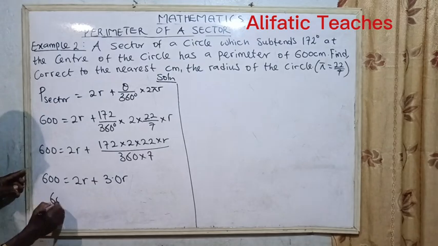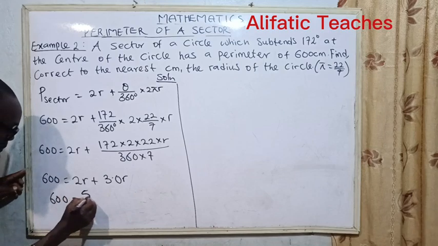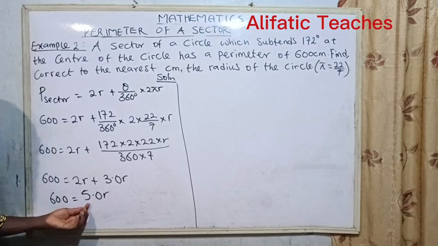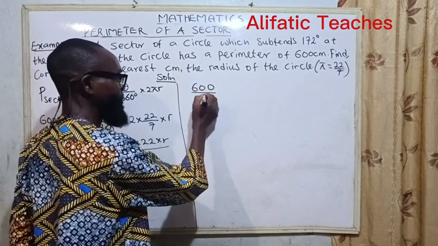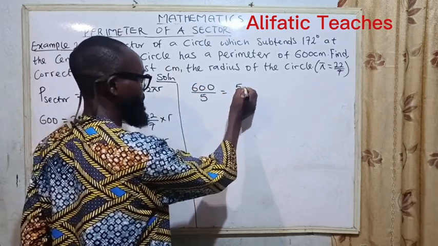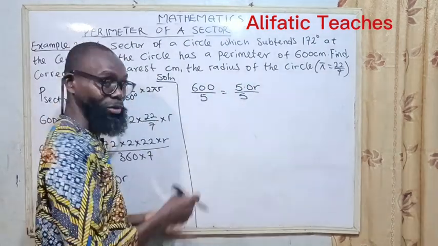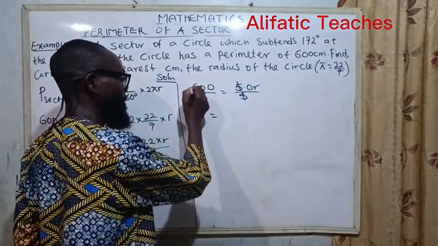Now 600 is equal to 2r plus 3.0 r. We have what? 5.0 r. I need my r. I have to divide both sides by what? By 5. 600 divided by 5 equals 5.0 r divided by 5. It's still the same thing. 5.0 and 5, they are the same. 5 cancels 5.